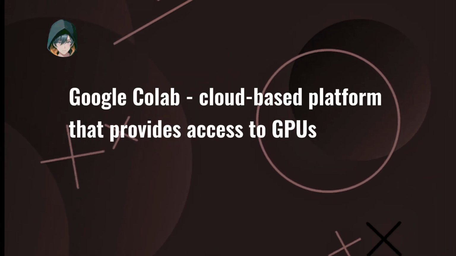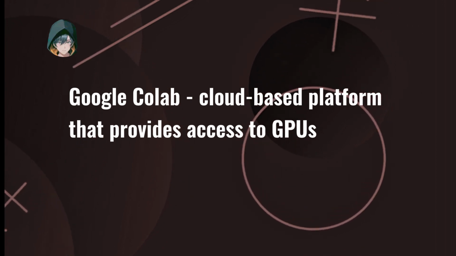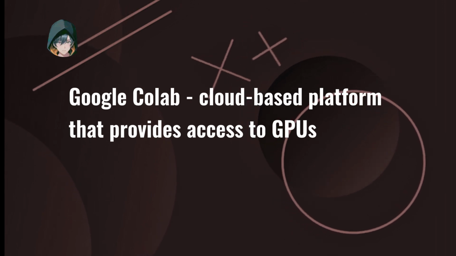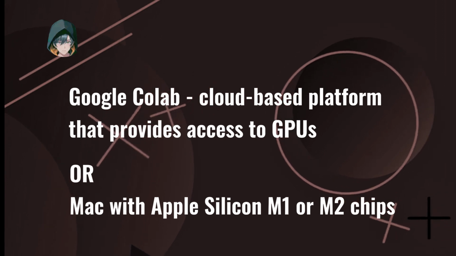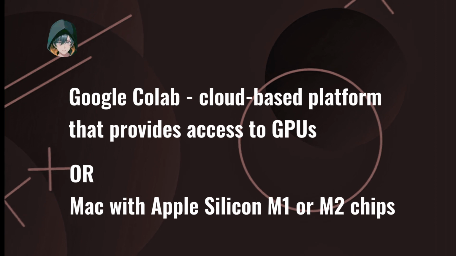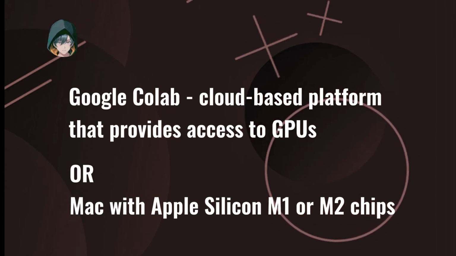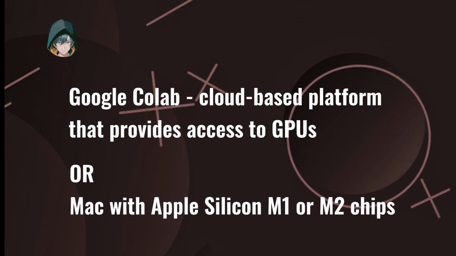Consider using Google Colab, a cloud-based platform that provides access to GPUs and can run the software remotely. It's a suitable choice if you don't have the required hardware. Or if you have a Mac with Apple Silicon M1 or M2 chips, you may be able to run the software on your Mac, as these chips are designed to handle AI workloads effectively. Choose the option that best fits your hardware capabilities to use the Stable Diffusion software effectively.